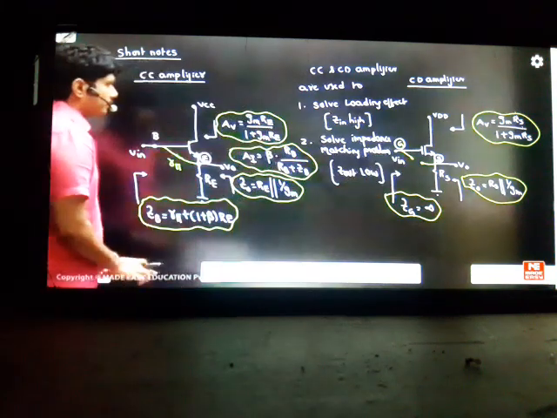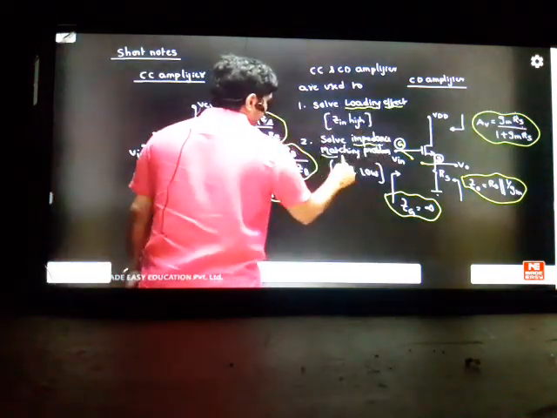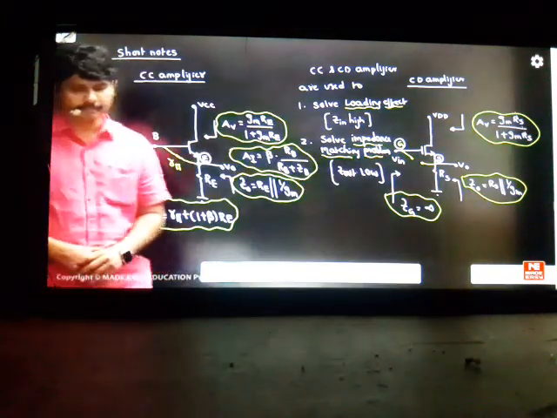So for these two purposes we use our common collector and common drain amplifiers. So this is the short notes for you. So this completes the total behavior of what we studied till now.